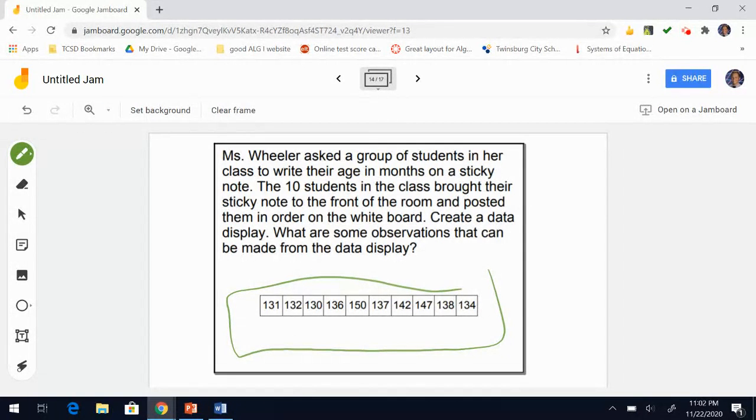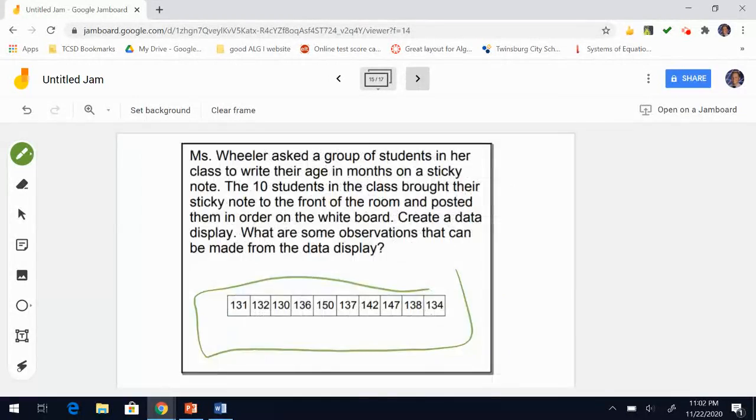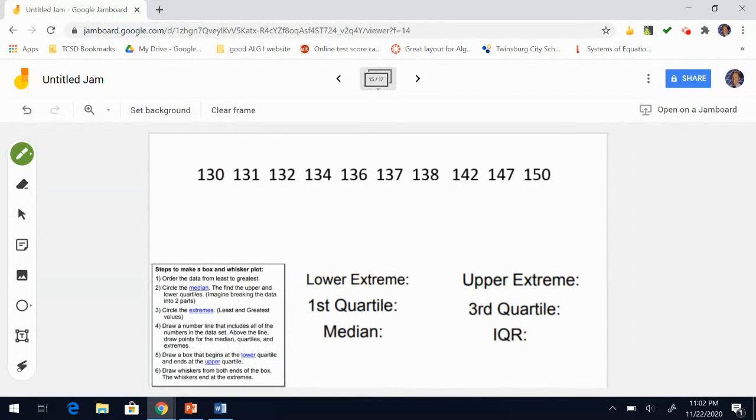So here's our information. Post-it note 1, 2, 3, 4, 5, 6, 7, 8, 9, 10. Okay, so we have our information displayed there. What I did already was I organized it. I put it in order: 131, 130, 131, 32, 34, 36, 37, 38, 42, 47, and 50. So that's step 1.